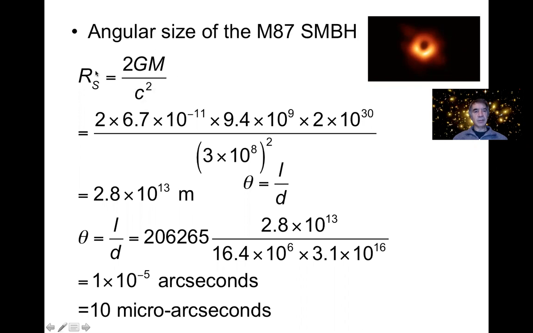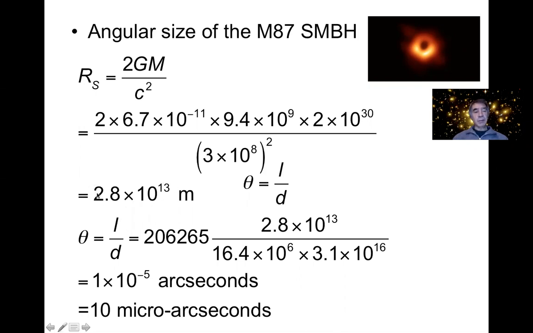I gave you the mass. So this is the Schwarzschild radius, the radius of the event horizon. So you just need to put the mass in here. That was just over 9 billion solar masses. And that gives you a size of 2.8 times 10 to the 13 meters. Apologies, that formula shouldn't be there, but forget that.